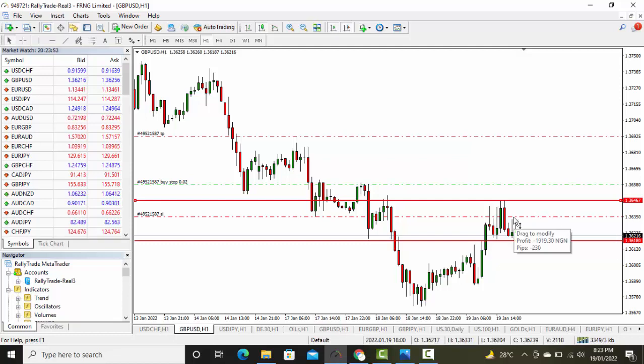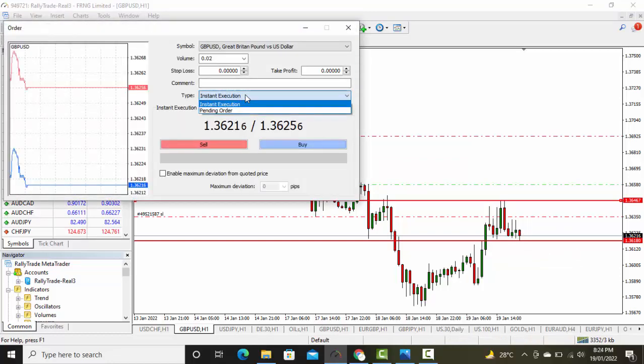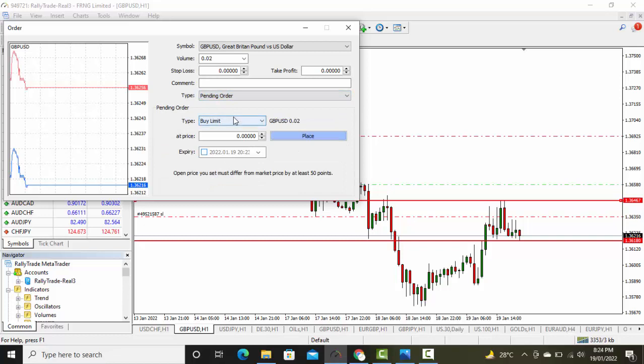Next is now the sell stop. That is going to be below this support zone. So I go back to my new order. I change this also to pending order. And the type of pending order this time is a sell stop. So a sell stop at say 1.36120. And my TP at 1.35890. And my stop loss within the range.